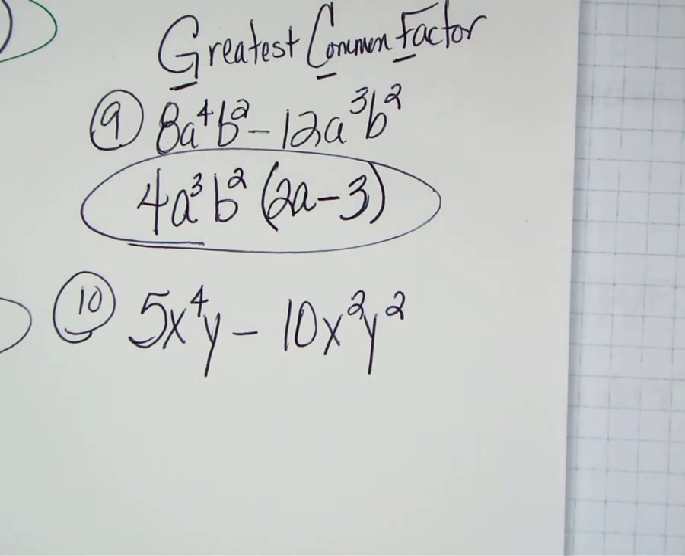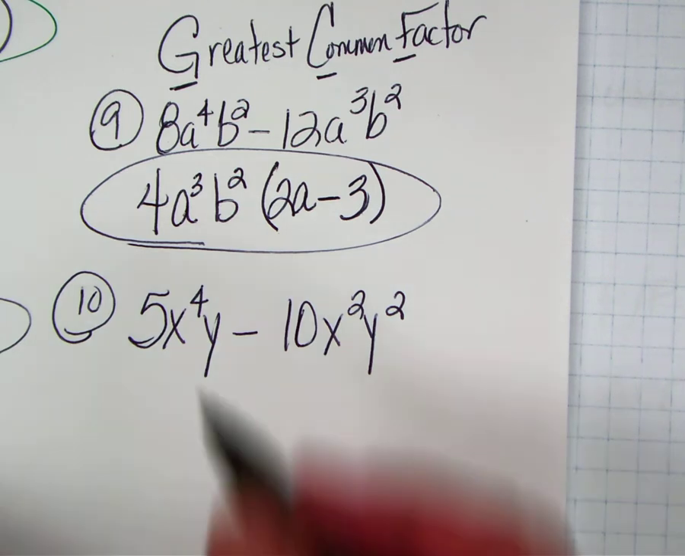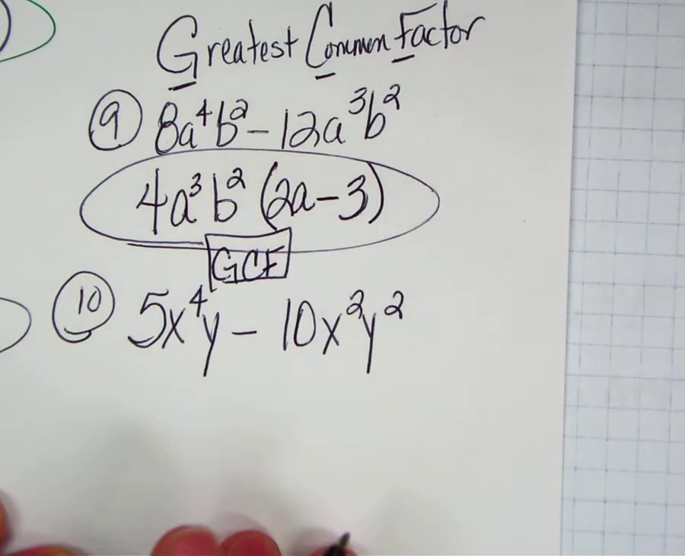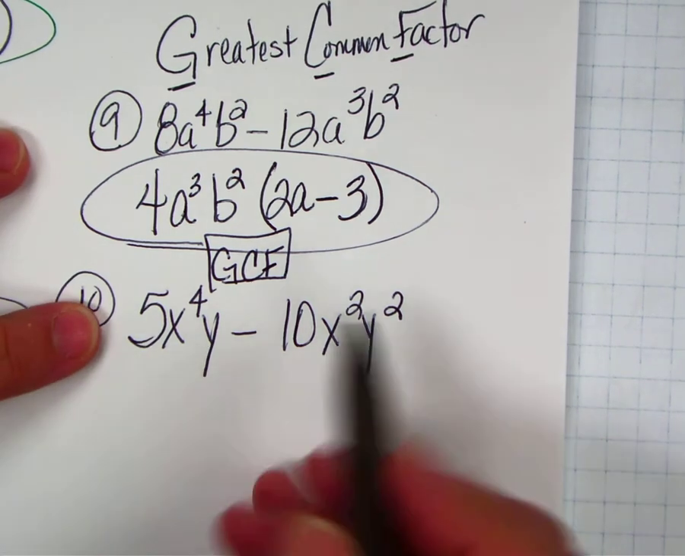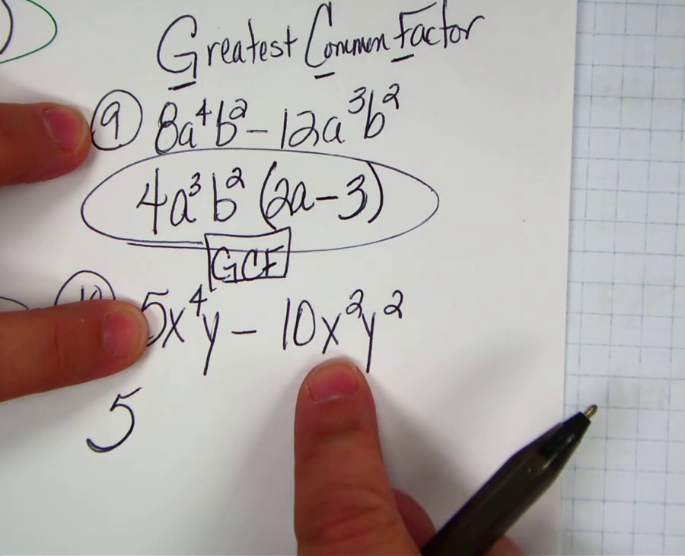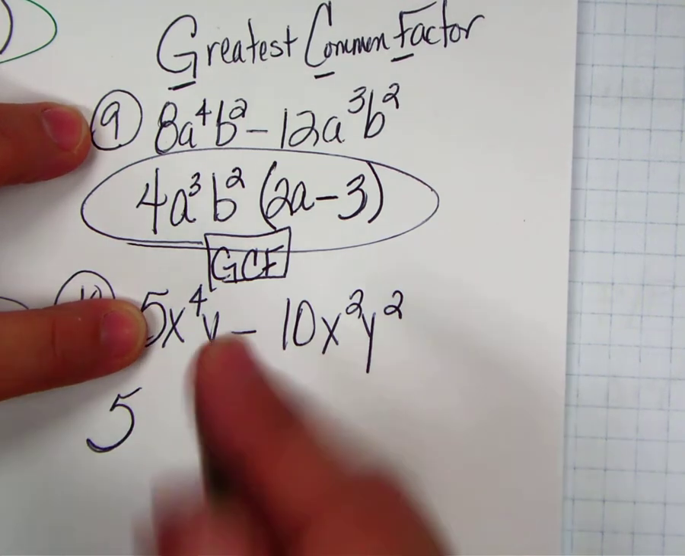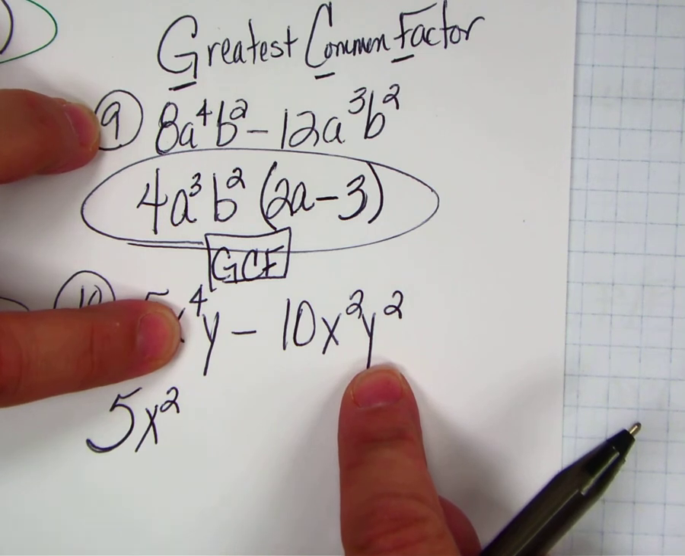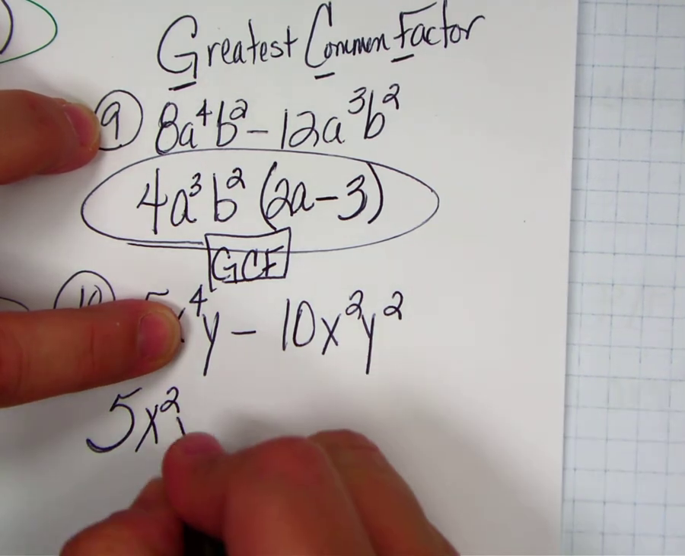All right, number 5, again, it's a binomial. Same thing. My first instinct is to do difference of 2 squares, but that's not the difference of 2 squares. So let's do GCF. What's the greatest common factor for 5 and 10? 5. I got 4 X's here and 2 there, so how many can I factor out? 2. And I got a Y and a Y squared. What can I factor out? Just a Y.